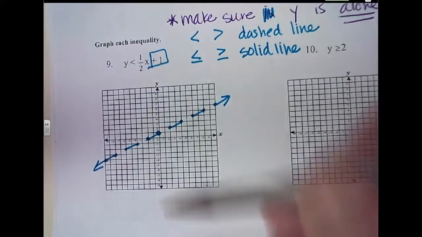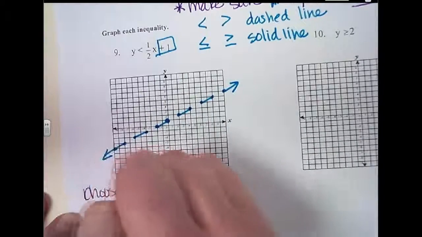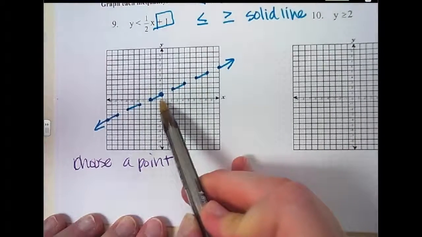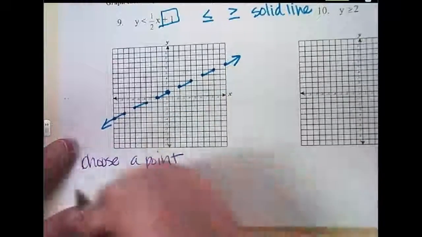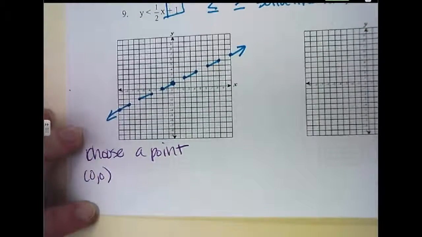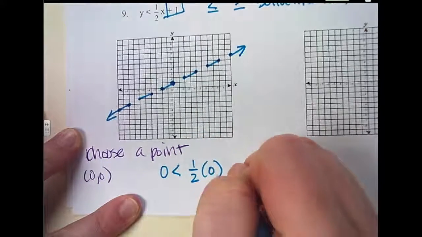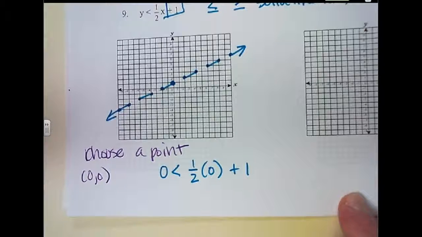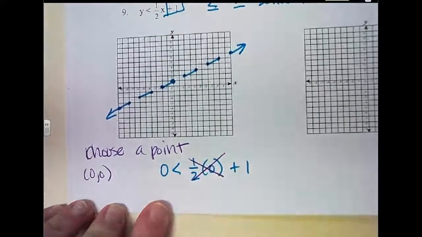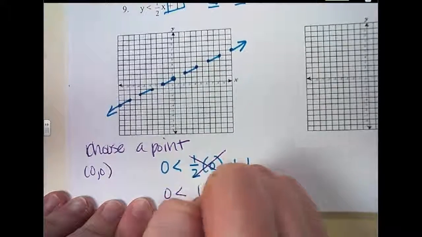Okay, we have to pick which side we're going to shade on. So the way you're going to do that is you're going to choose a point. If you can choose 0, 0, like if 0, 0 is not on the line, which it's not here, choose that point. It's the easiest one to pick. So I'm going to pick 0, 0, and I'm going to plug it into my original equation. So in for y, I put 0, less than 1/2 times 0 plus 1. So I'm just plugging in 0, 0. And then I simplify. So this is gone. And so I have 0 less than 1.